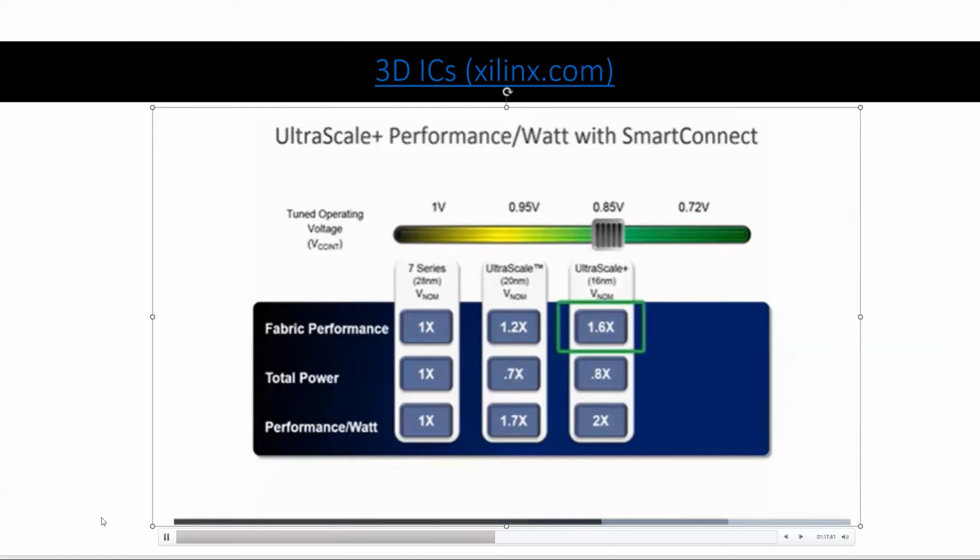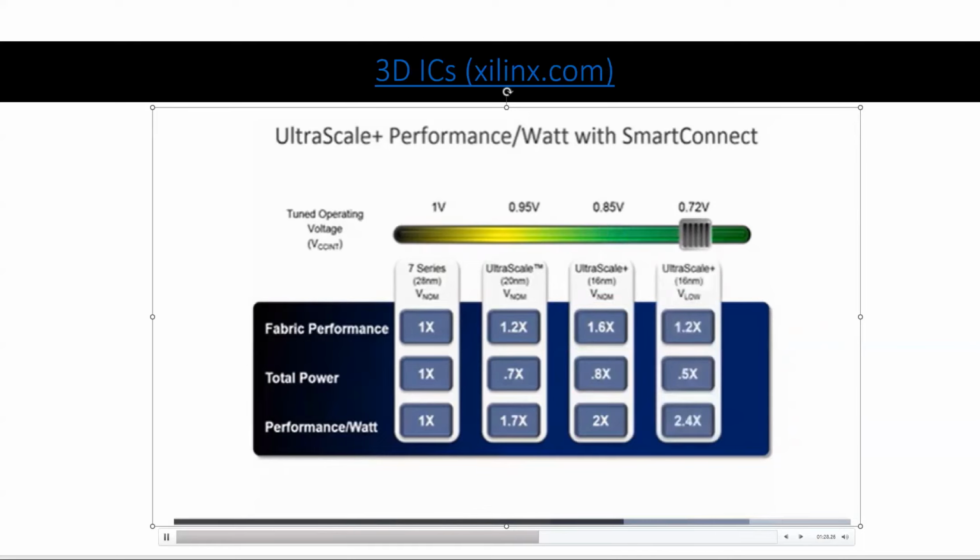Now, for UltraScale Plus devices, at what's called nominal voltage, or VNOM, you get the highest possible performance, roughly a 60% increase relative to 7 series, with a 20% power reduction. That's double the performance per watt. But beyond VNOM, we're offering something unique that we've never done before.